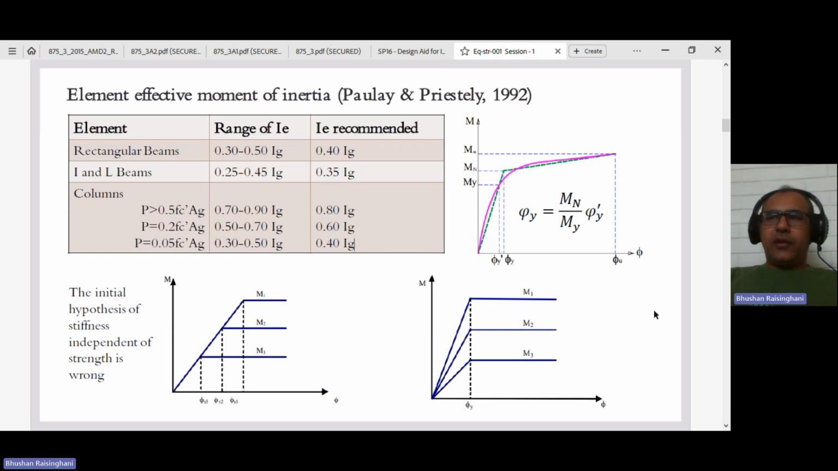For each beam, each column, each wall, if you capture the element behavior in moment, in flexure and shear, you will be able to understand better how the building is going to resist the earthquake forces.